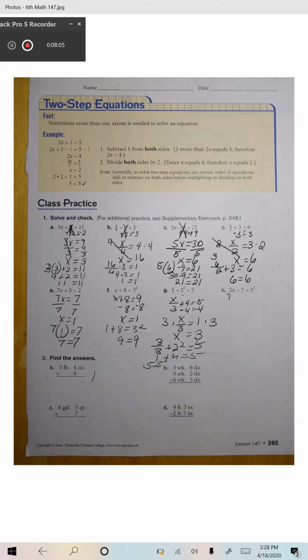On this one, let's do the exponent first and get 9. Now do plus 7 and plus 7. 2x equals 16. Divided by 2 on both sides, I get 8. Let's see if I'm correct. 2 times 8 is 16. Minus 7 does equal 9. Alright.